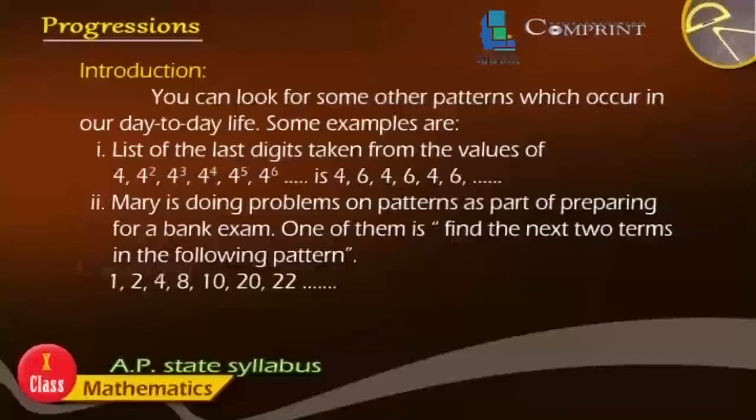Some examples are: 1. The list of the last digits taken from the values of 4, 4 square, 4 cube, 4 to the power of 4, 4 to the power of 5, 4 to the power of 6, and so on is 4, 6, 4, 6, 4, 6 and so on.